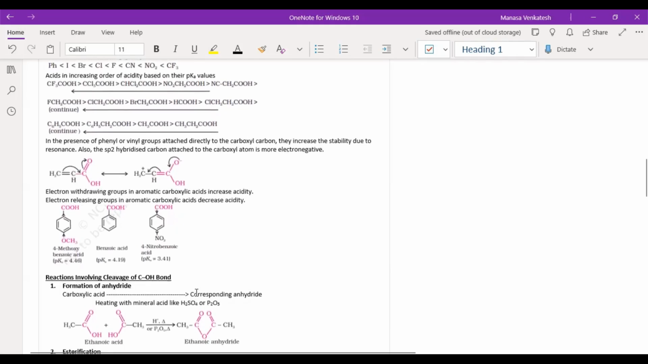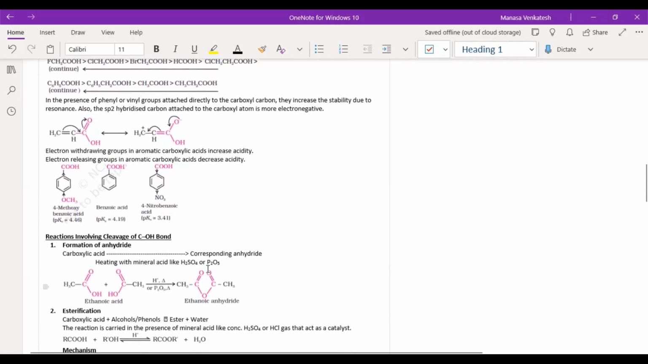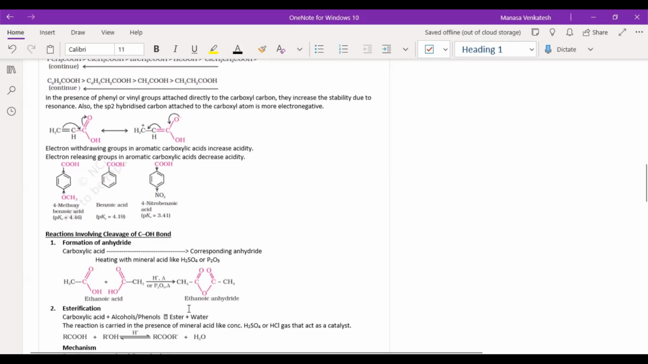Next is reactions involving cleavage of the C-OH bond. First is the formation of anhydride. So carboxylic acid, when it's heated in the presence of mineral acids like sulfuric acid or P2O5, phosphorus pentoxide, leads to the formation of the corresponding anhydride. Here, there is going to be elimination of 2 hydrogens and 1 oxygen, which is water. And that leads to the formation of an ethanoic anhydride. So there's a formation of a C-O bond taking place.